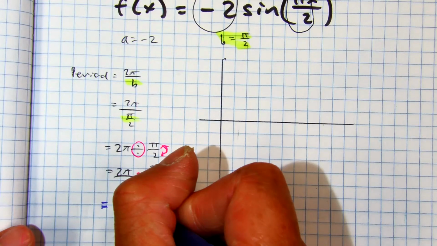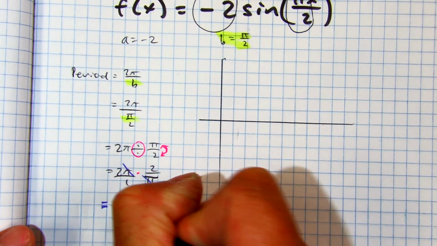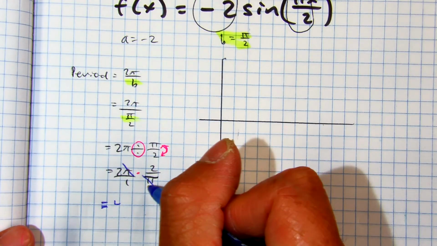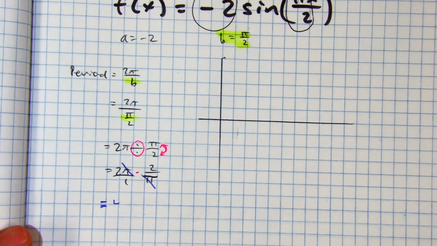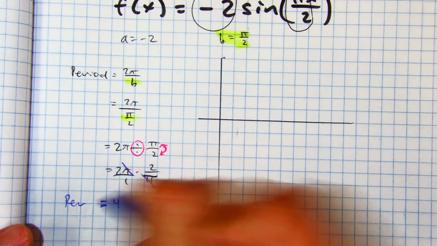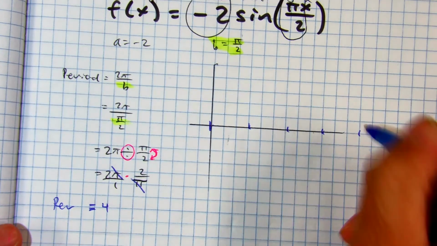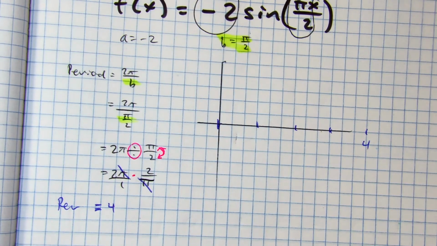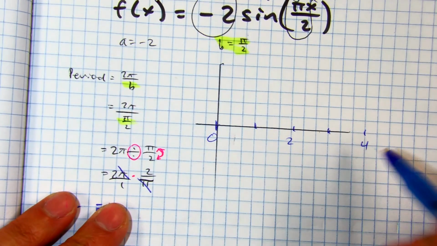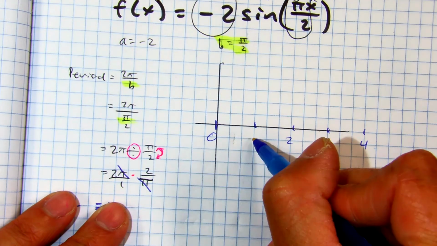Keep your hands to yourself. Focus. This will simplify to 2 pi? What do you get? 4. 1, 2, 3, 4, 5. Frida, what's half of 4? 2. 2 plus 4 divided by 2? 3. And this number? 1.